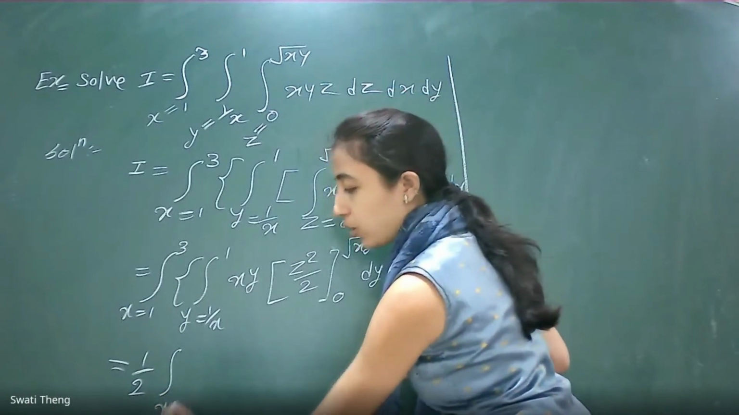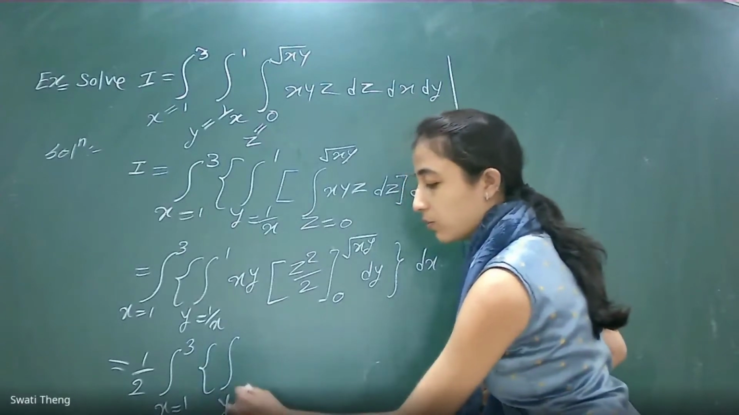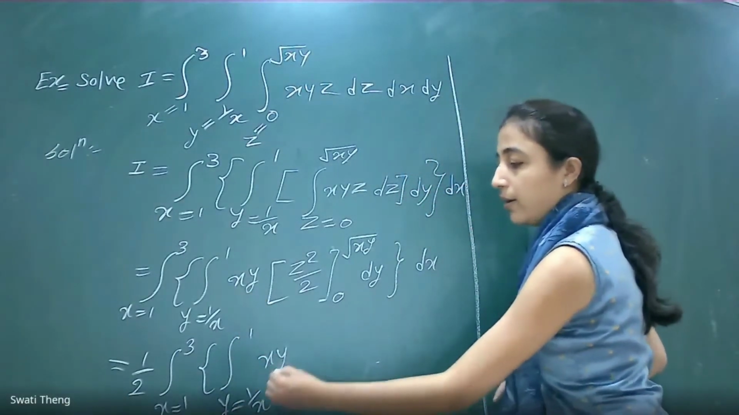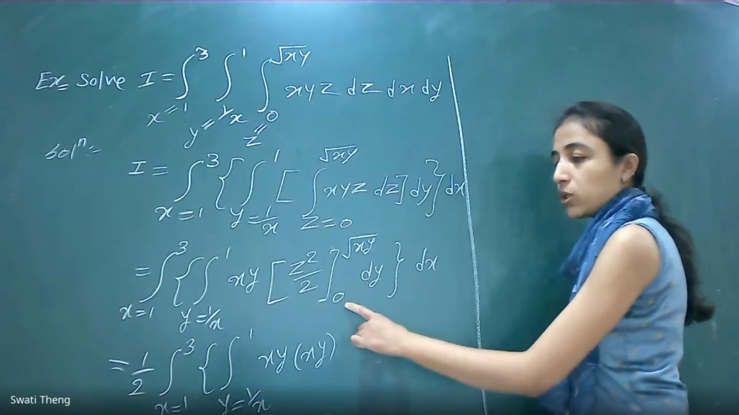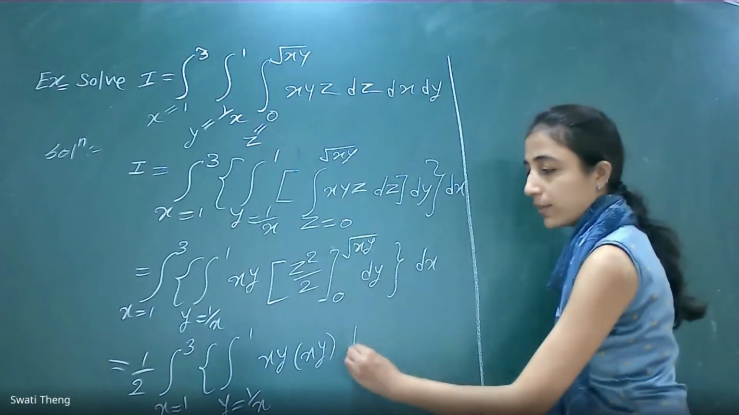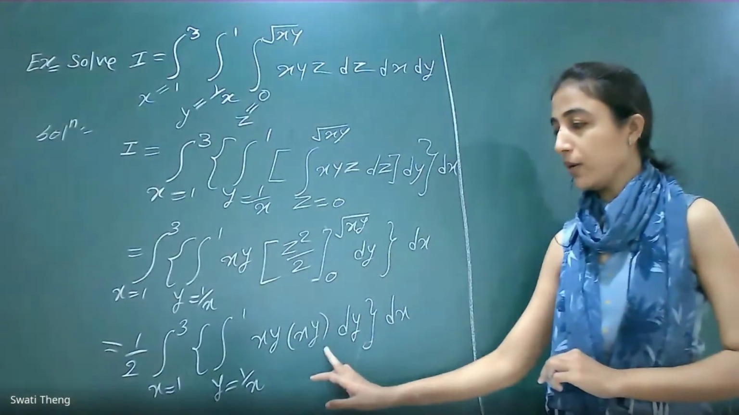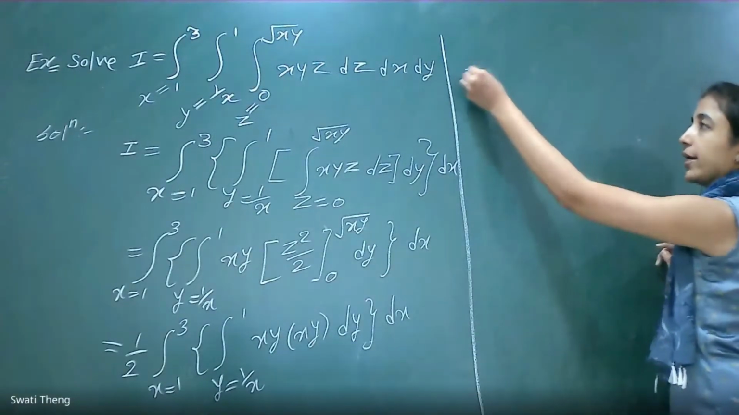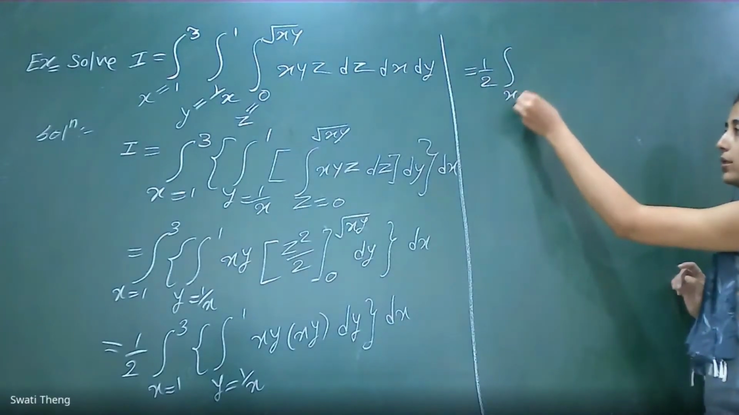Here x varies from 1 to 3, y varies from 1 by x to 1. Here it is xy. If you put the upper limit, then it is xy, minus lower limit is 0. Remaining is dy dx. Next step, we have to integrate with respect to y. So here x square term we can take outside. So 1 upon 2, x varies from 1 to 3.